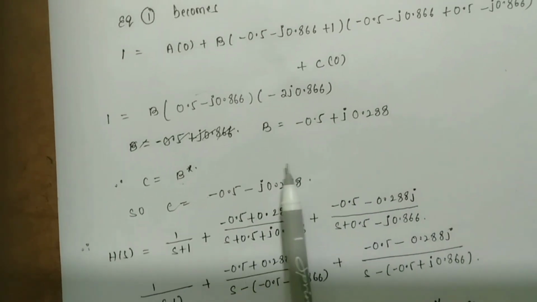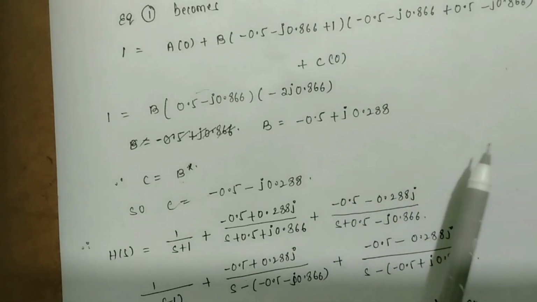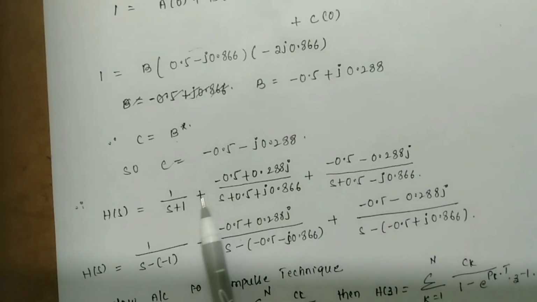Now I am going to substitute that in the H of s equation. The a value is 1, the b value is minus 0.5 plus 0.288j, divided by s plus 0.5 plus j 0.866, plus the c value, minus 0.5 minus 0.288j, divided by the other factor. Okay, you got the a, b, c values.